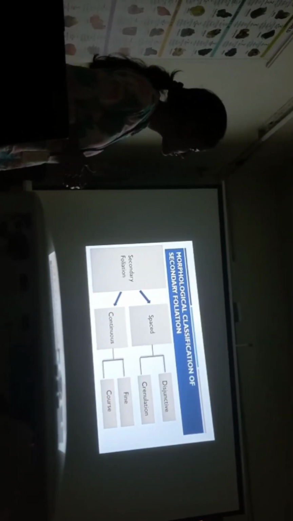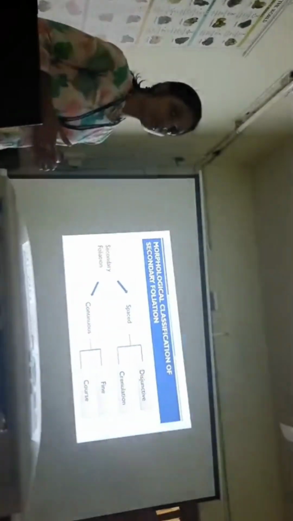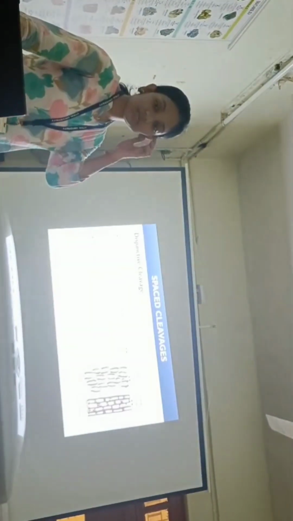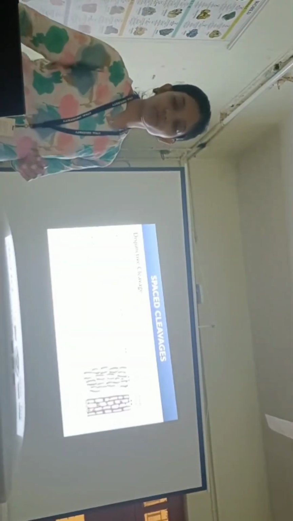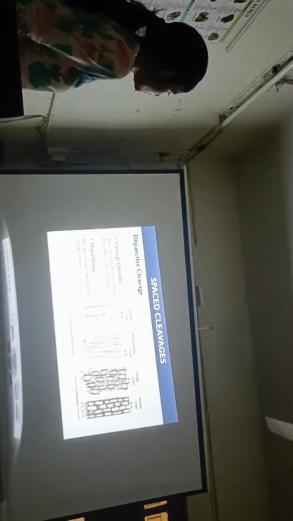Further, spaced cleavage has been classified into two types on the basis of the fabric of the microlithon: disjunctive cleavage and crenulation cleavage. And the continuous cleavage is also classified into two types on the basis of grain size, that is fine grain continuous cleavage and coarse grain continuous cleavage. First is spaced cleavage. Before discussing what disjunctive cleavage is, we should understand what cleavage domains and microlithons are.